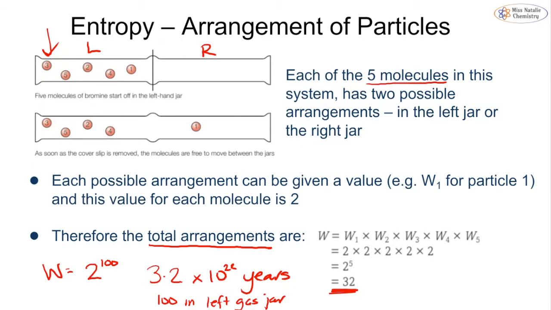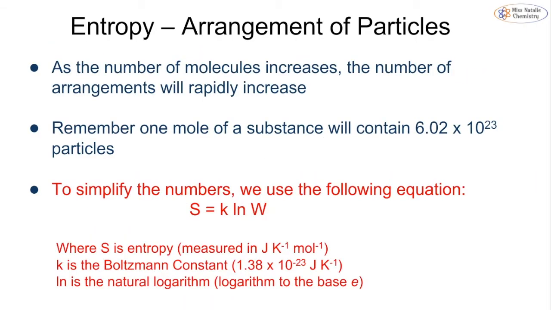Now, we can then apply this to then talk about moles. If you remember, we're not looking at 100 particles in a mole. We're looking at 6.02 times 10 to the 23 particles. So as this number of molecules increases, the number of arrangements is going to rapidly increase. And we need to understand this, that we can have so many different arrangements for these particles. And then we link it to energy, which we'll talk about in just a minute.